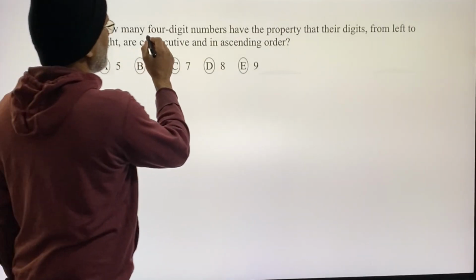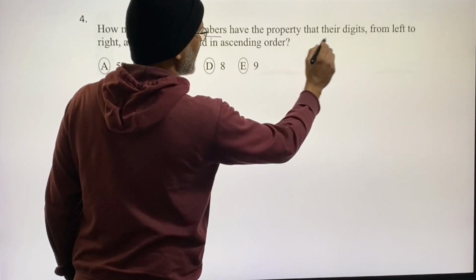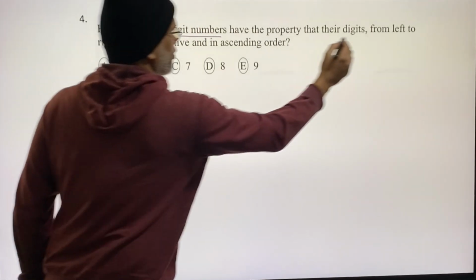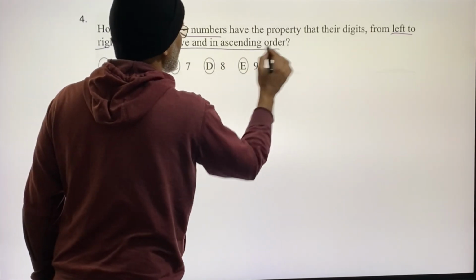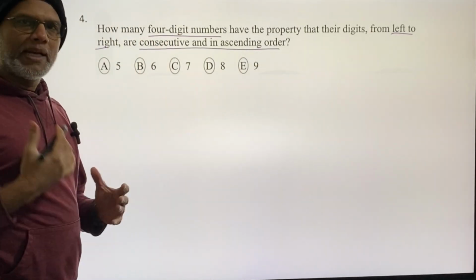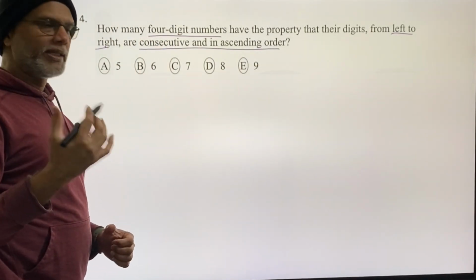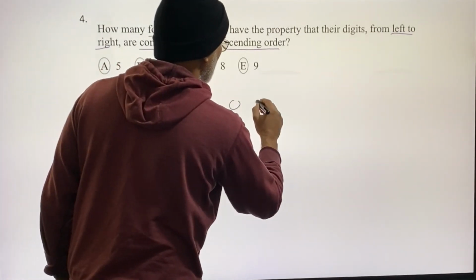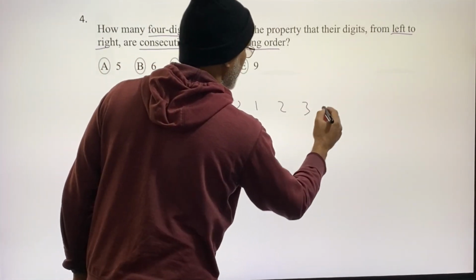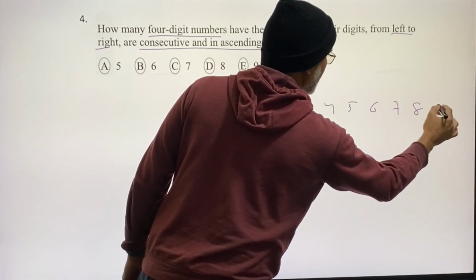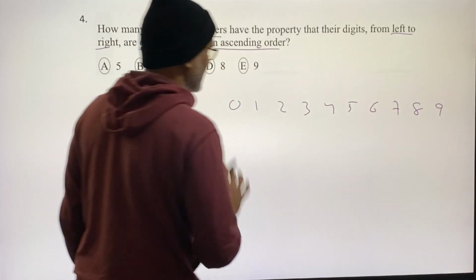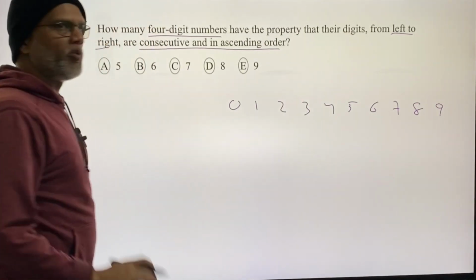How many 4-digit numbers have the property that their digits from left to right are consecutive and in ascending order? Alright, so let me write down the different possible 1-digit numbers: 0, 1, 2, 3, 4, 5, 6, 7, 8, 9, right? That's it. These are the different possible 1-digit numbers.